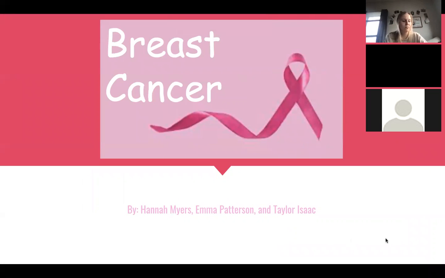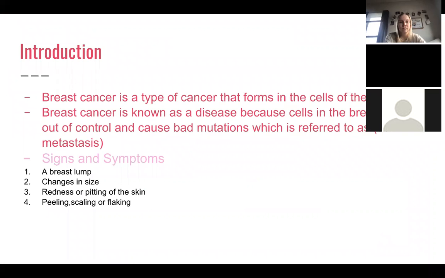Okay, so our topic was breast cancer. A little bit about breast cancer, the introduction. Breast cancer is a type of cancer that forms in the cells of the breast. It is known as a disease because the cells in the breast grow out of control and cause bad mutations, which is referred to as cell metastasis, if I said that right. Signs and symptoms to look for would be a large breast lump, changes in the size of your breast, redness or pitting of the skin, and peeling, scaling, or flaking of the skin.